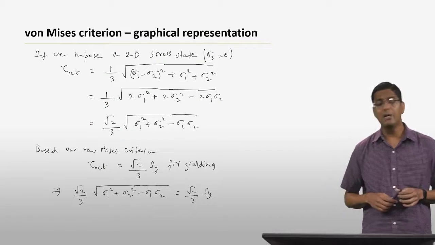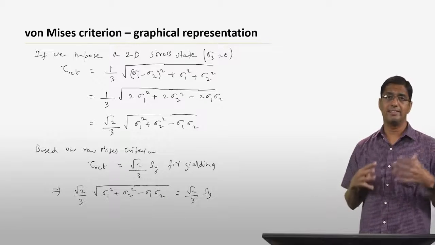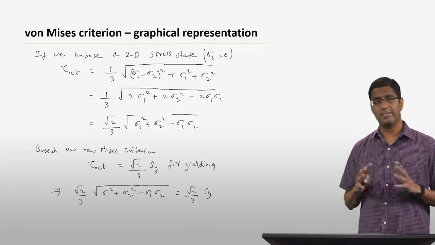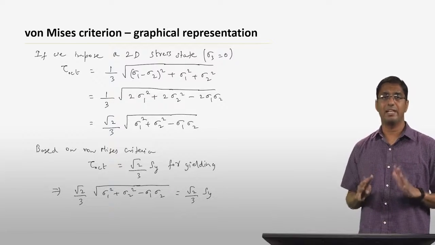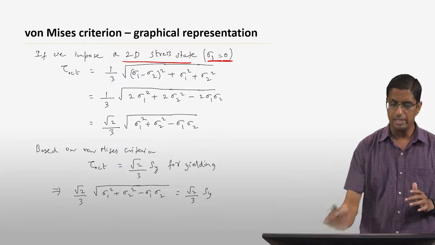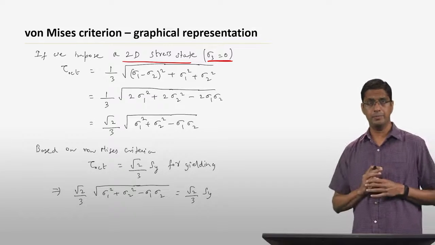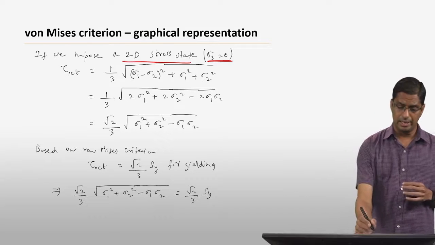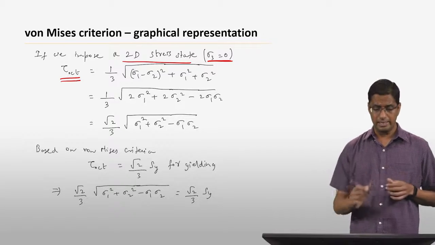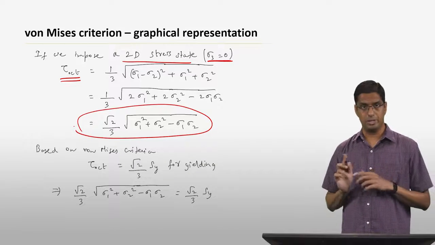Okay, now this von Mises criterion can also be represented graphically just as the way we did it for the Tresca criterion. Again, in this case, we are going to simplify matters and say that it is going to be a 2D stress state. So essentially, the third principal stress is 0. Now if you assume that the third principal stress is 0, then the formula for the octahedral shear stress becomes a little bit simpler. It essentially reduces to something like this, because only sigma 1 and sigma 2 are non-zero.